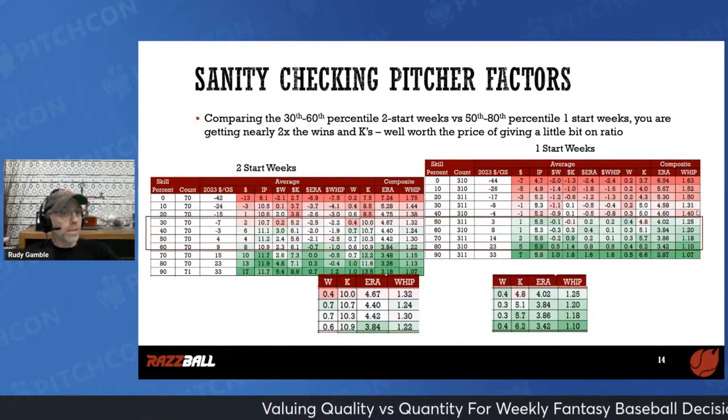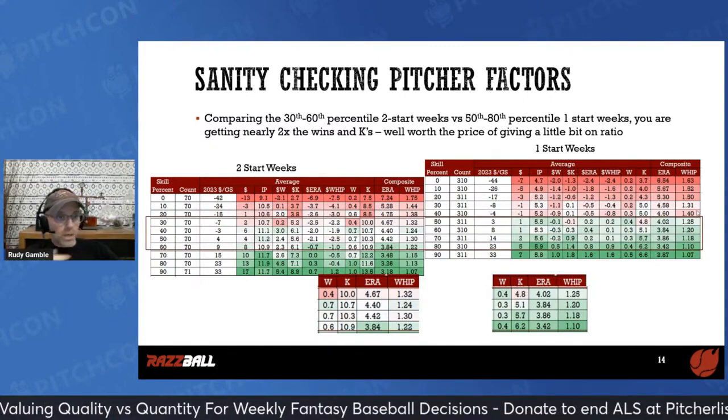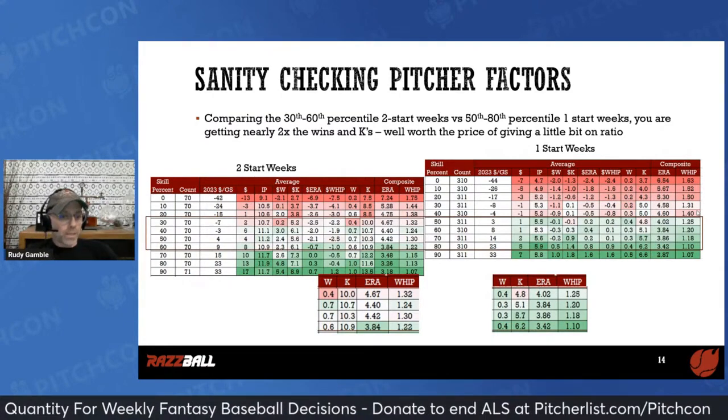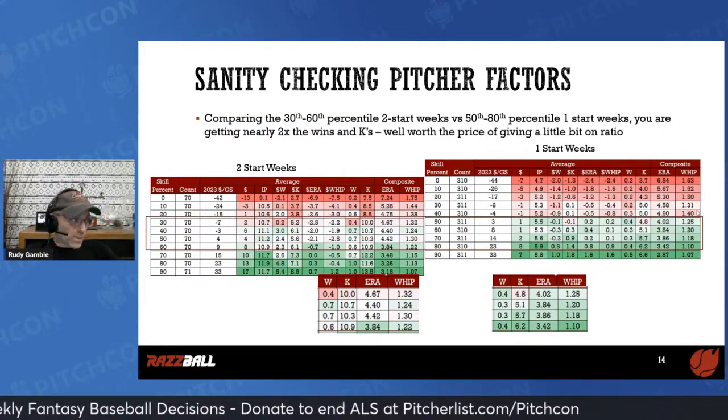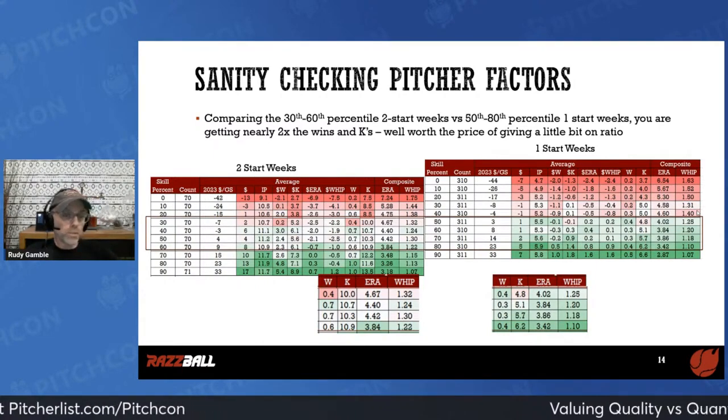It starts breaking down only when you get worse pitching. That last 20th percentile, where not only is the ERA and WHIP gain not worth it, but from a win and K standpoint, they're not getting you as much on the multiplier.